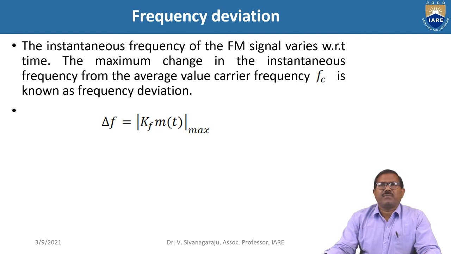Now the frequency deviation. The instantaneous frequency of the FM signal varies with respect to time. The maximum change in the instantaneous frequency from the average value, the carrier frequency Fc, is known as frequency deviation. So delta F is equal to Kf m of t to the maximum. So the maximum change in the instantaneous frequency from the average value of the carrier frequency, we call frequency deviation.